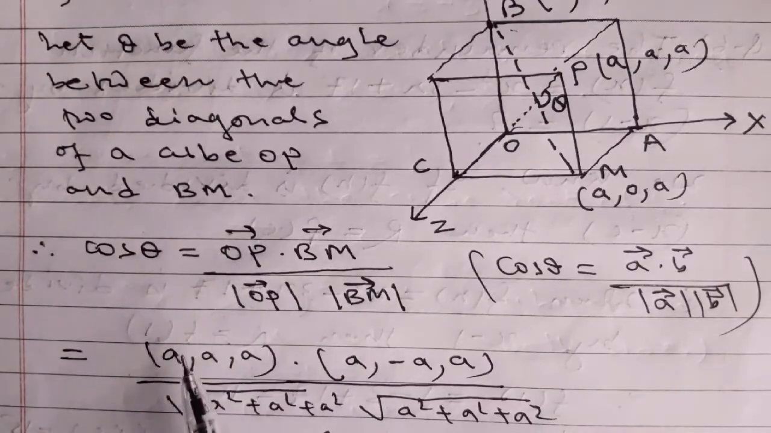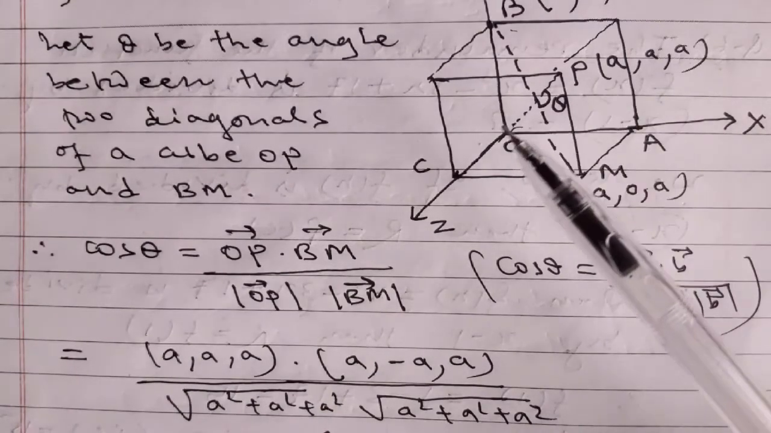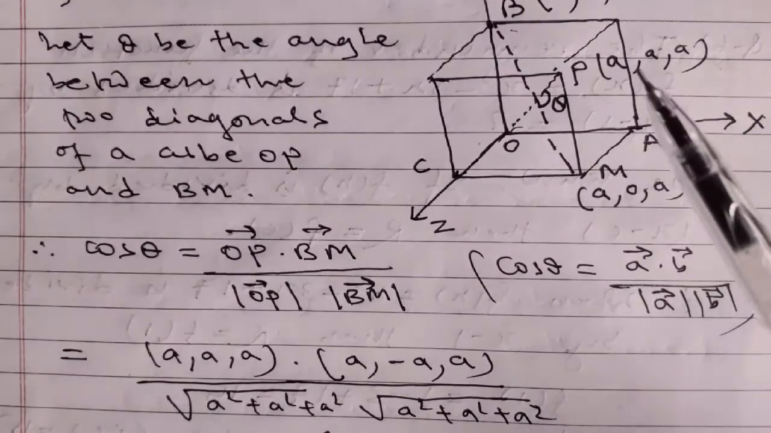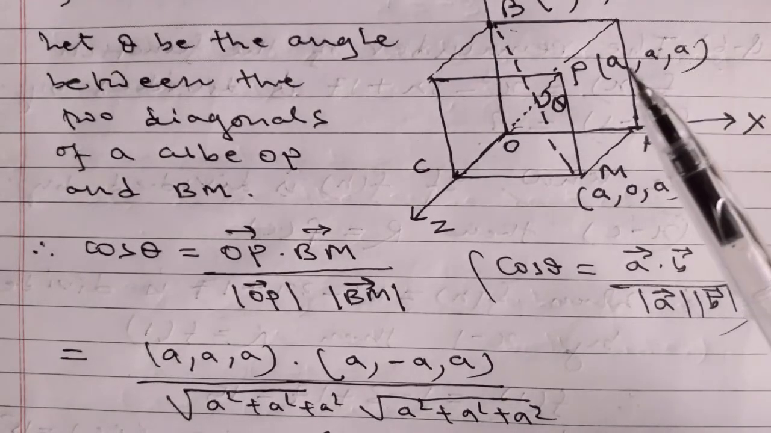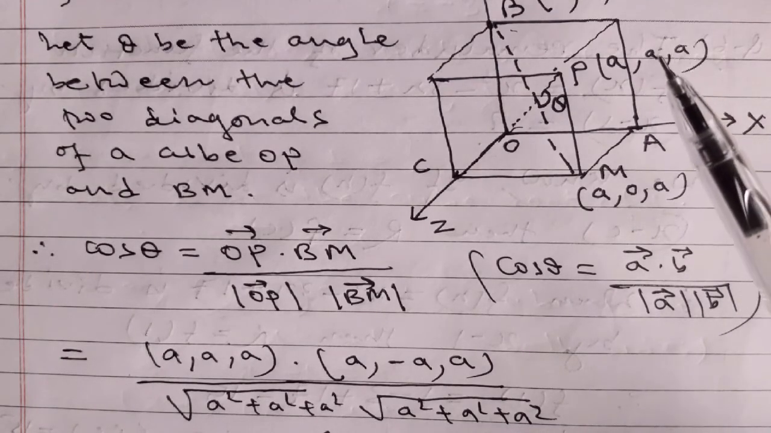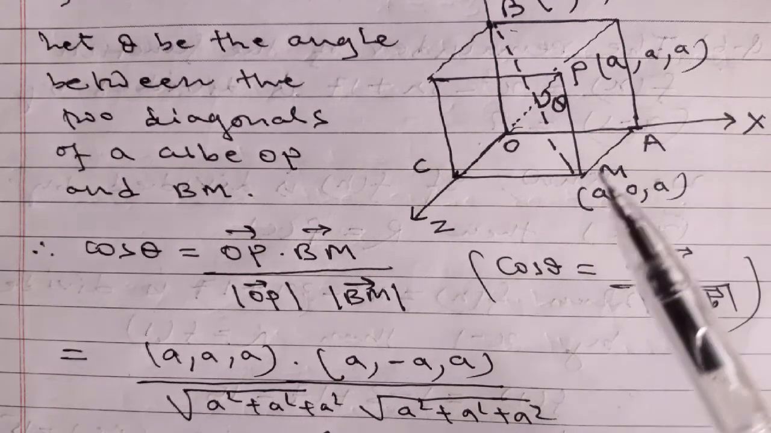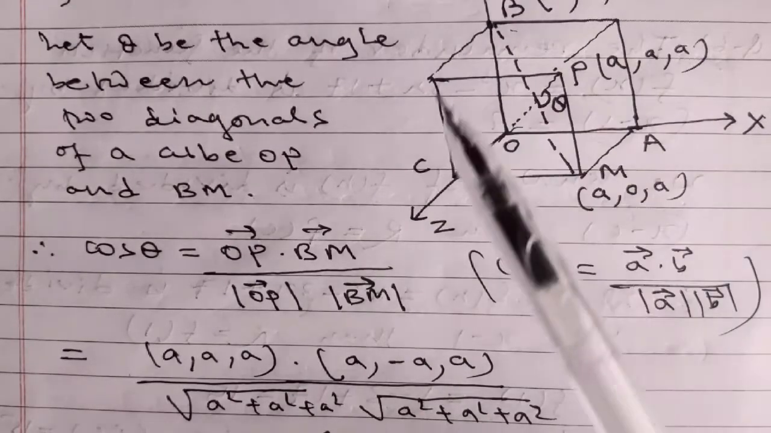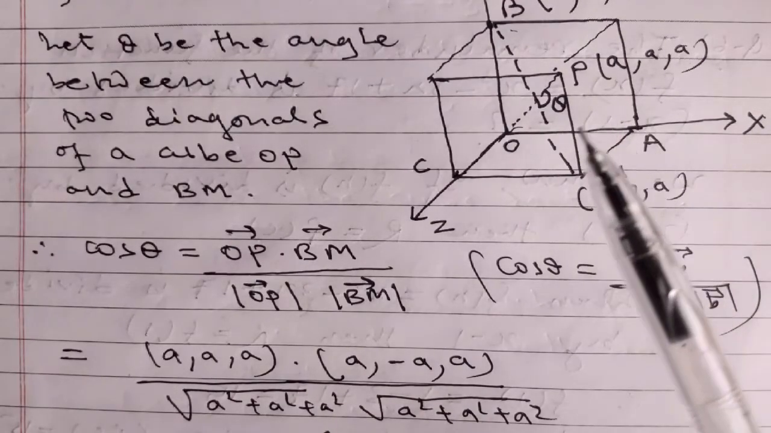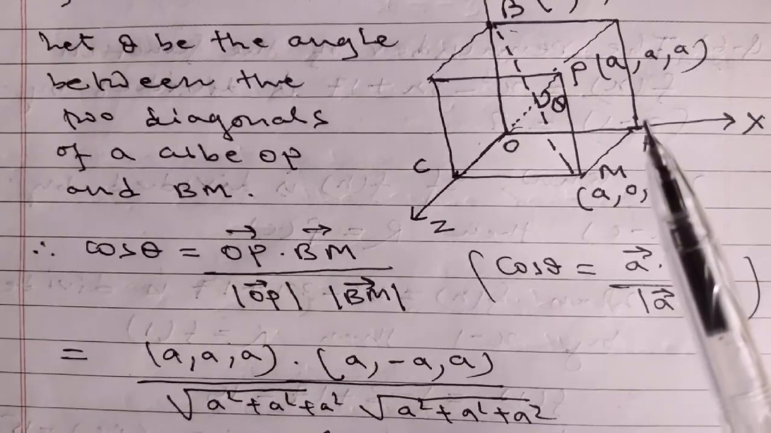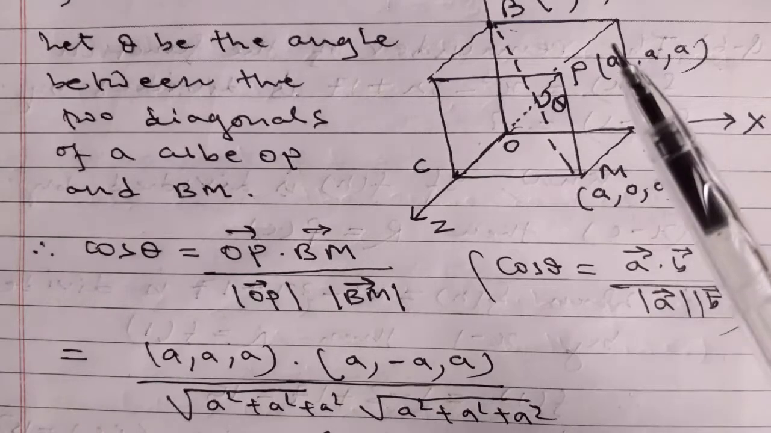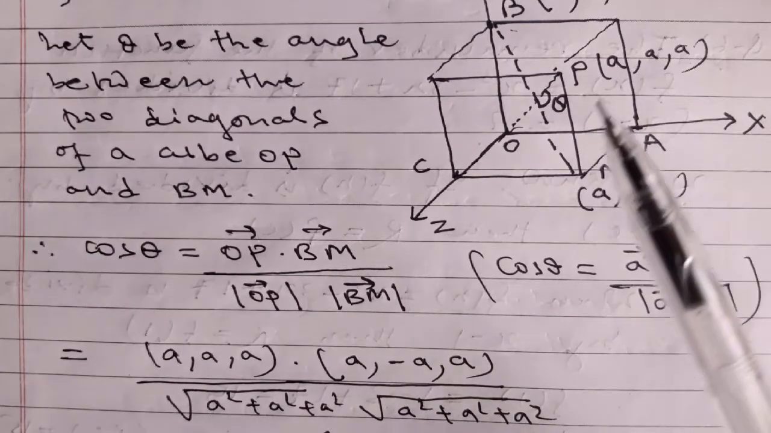Vector OP we can take as a, a, a. Vector OP is the position vector of the point P, which is equal to a, a, a. That means the x component, y component, and z component we can take as a each, supposing the length of the edge of the cube equals a, because all the edges of a cube are equal. So if we suppose the length of one edge of a cube equals a, then length, breadth, and height will all be equal to a. So the x, y, and z coordinates will be a, a, a.